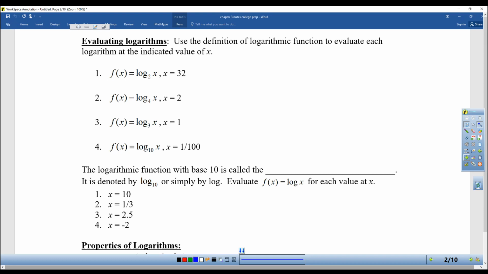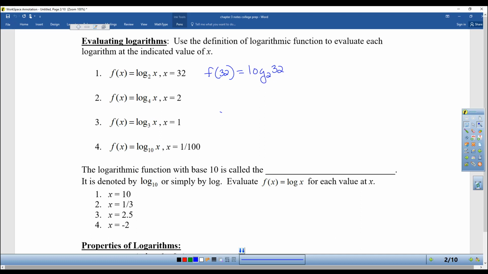Use the definition of a logarithmic function to evaluate each logarithm at the indicated value of x. So I want f of 32. Remember, this notation means I'm going to plug a 32 in where there's an x. Log base 2 of 32.